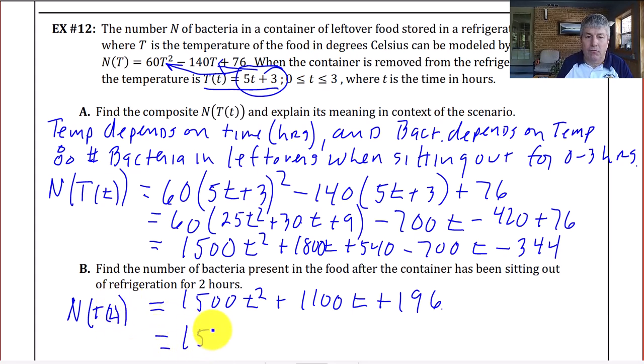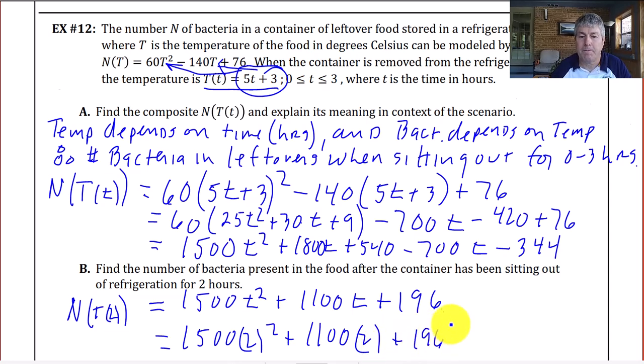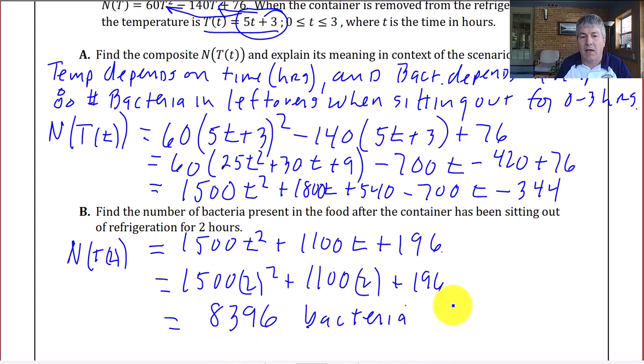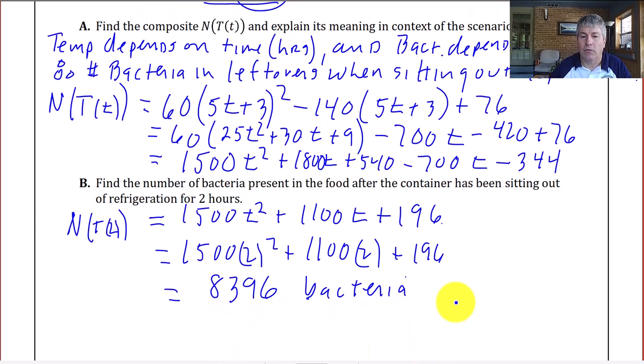And that equals 1500 times 2 squared plus 1800 times 2 plus 196. And that will equal 9,796 bacteria are present after 2 hours.